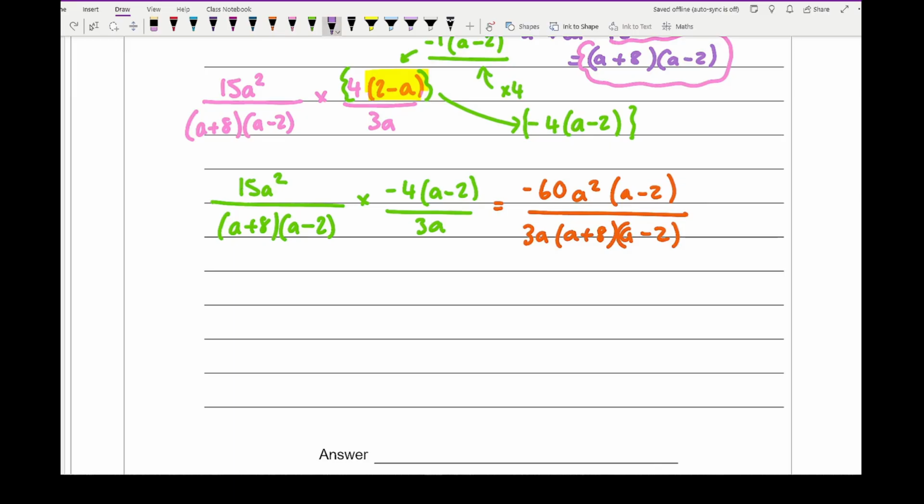Now from this, what we can then do is cancel things out. So that cancels with this. The 3 changes that to a 20, and this a cancels with that a. So what are we left with? Well, we're left with minus 20 over a plus 8, and that there is my simplified fraction.